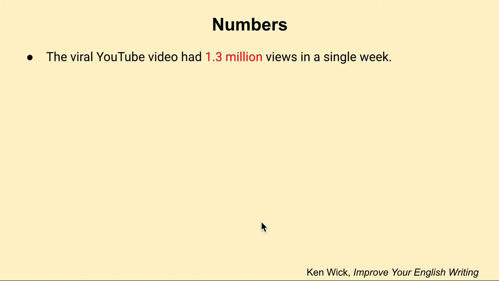So let's look at some examples. The viral YouTube video had 1.3 million views in a single week. So you're thinking, you had to write that out like 1,300,000. You can actually just write that large number 1.3 million this way.